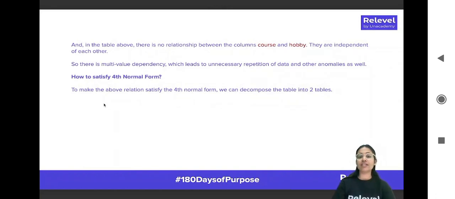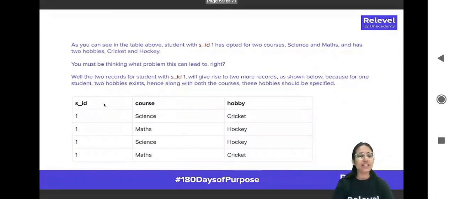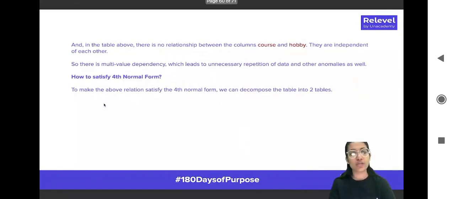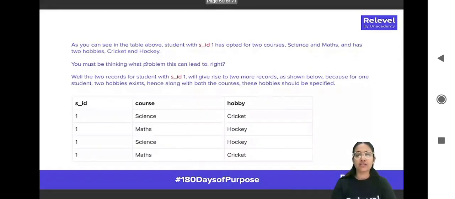As you can see now in this table also, there is actually no relationship whatsoever between courses and hobbies. It's just that one student has 2 courses, one student has 2 hobbies as well. Courses and hobbies are not related to each other. Course is related to student, hobby is related to student. They are independent of each other. So there is a multi-value dependency that actually leads to the unnecessary repetition of data and other anomalies.